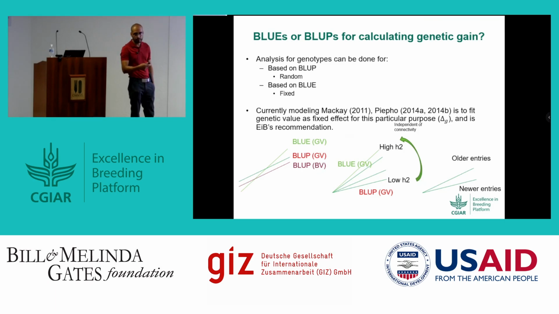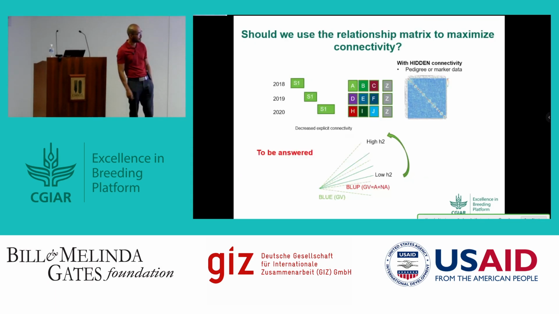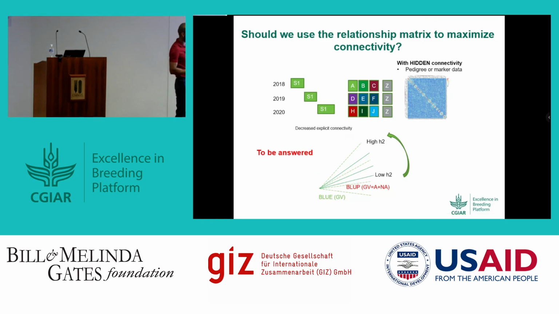But again, that's something that we are going to explore this year. We're going to compare how much the connectivity really helps in these cases when we use the BLUP method with the pedigree or markers. So basically, there are different types of relationships that can allow us to connect the data.